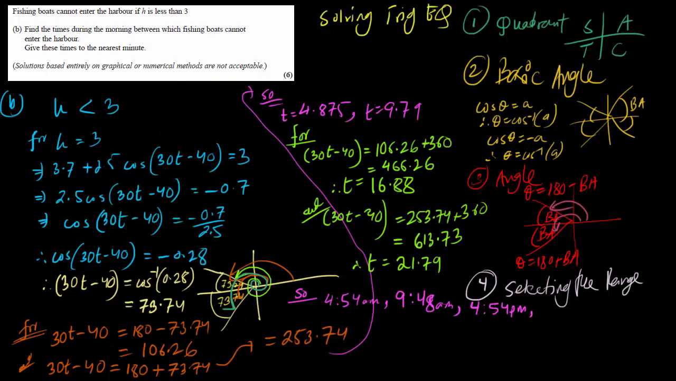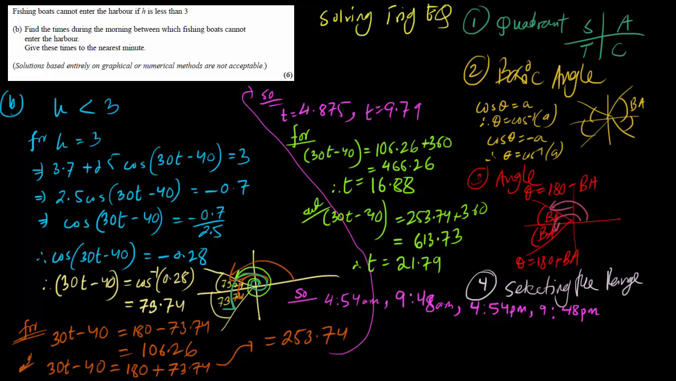And the final time is 21. If you add 21 hours after midnight, that means actually it is 9 at night. So it is going to be 9, and 0.8 is going to be 48. So this is going to be 9:48 p.m.